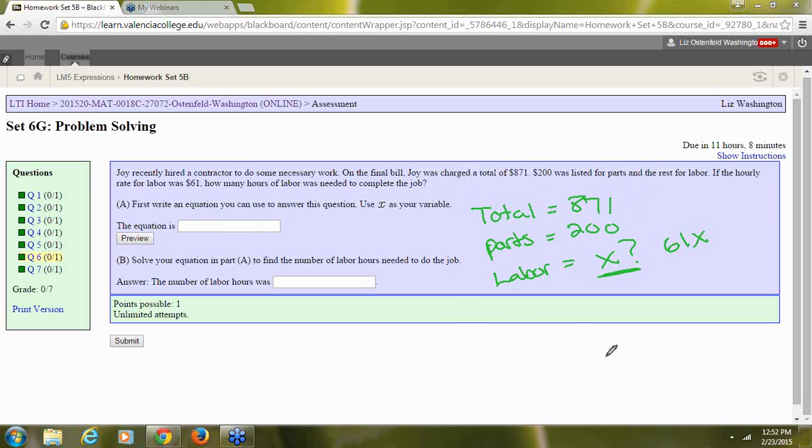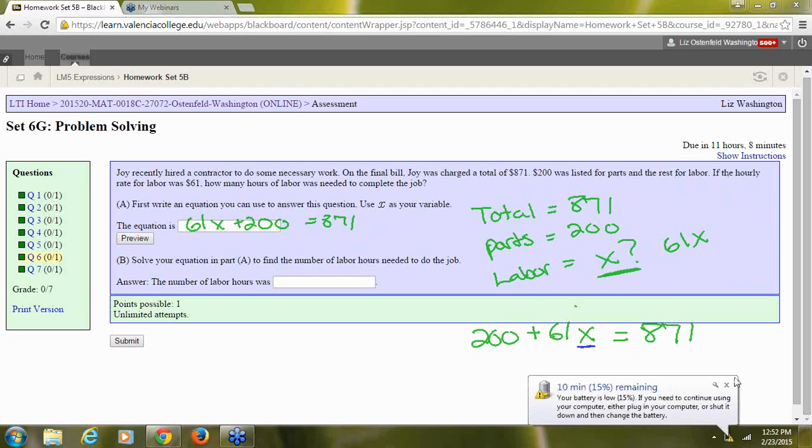So what I would say is that the total I spent was $871, and that total was made up of $200 in parts plus $61 for every hour that he worked. Now again, they didn't tell us how many hours he worked. That's why we used a variable. But I know however many hours he worked, we're going to end up multiplying it by $61 because it costs $61 an hour. So the equation is 61x plus 200 equals 871. And then to figure out how many hours he actually did work, you have to solve the equation, which means get this variable by itself.